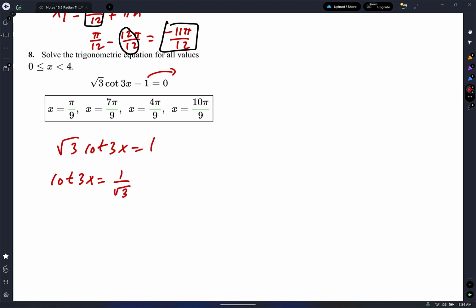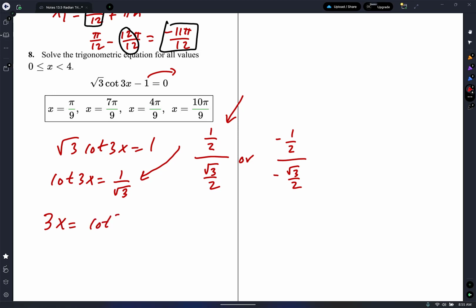And I'm going to stop here because the only way this will happen is if you have a half in the numerator and a square root of 3 over 2 in the denominator, or a negative half in the numerator and a negative square root of 3 over 2 in the denominator. All I got to do is focus on this equation, on that one, because if I add pi, I'll get the other one. So I'm going to do inverse. So I'm going to write 3x equals arc cotangent of 1 over square root of 3, and I'm going to put plus pi n. The arctan and arccotangent have plus pi n.